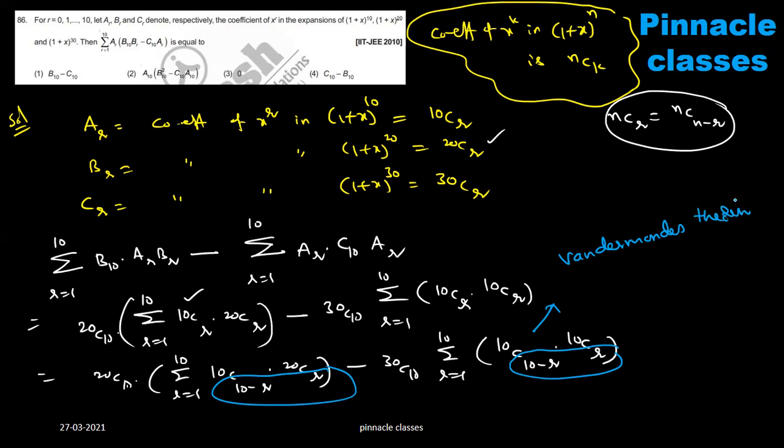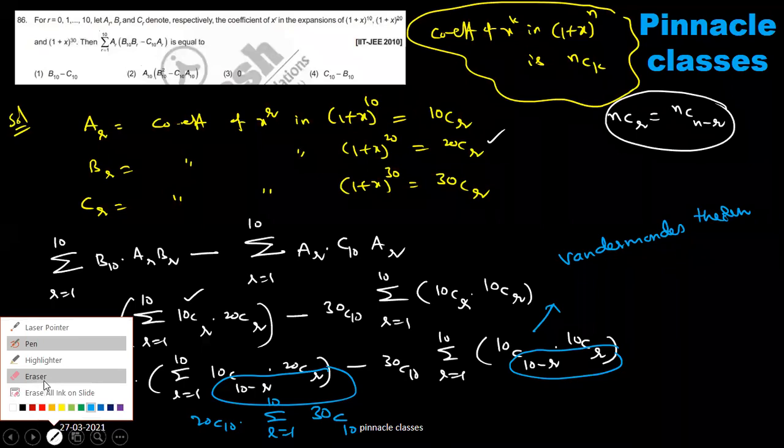Vandermonde's theorem. What does Vandermonde's theorem say? Sigma r, n from 1 to 10. 10 plus 20, that is 30. Minus or plus, cancel 10. Coming now like that formula. Sigma, now we have to expand. After cancellation, the result is coming.